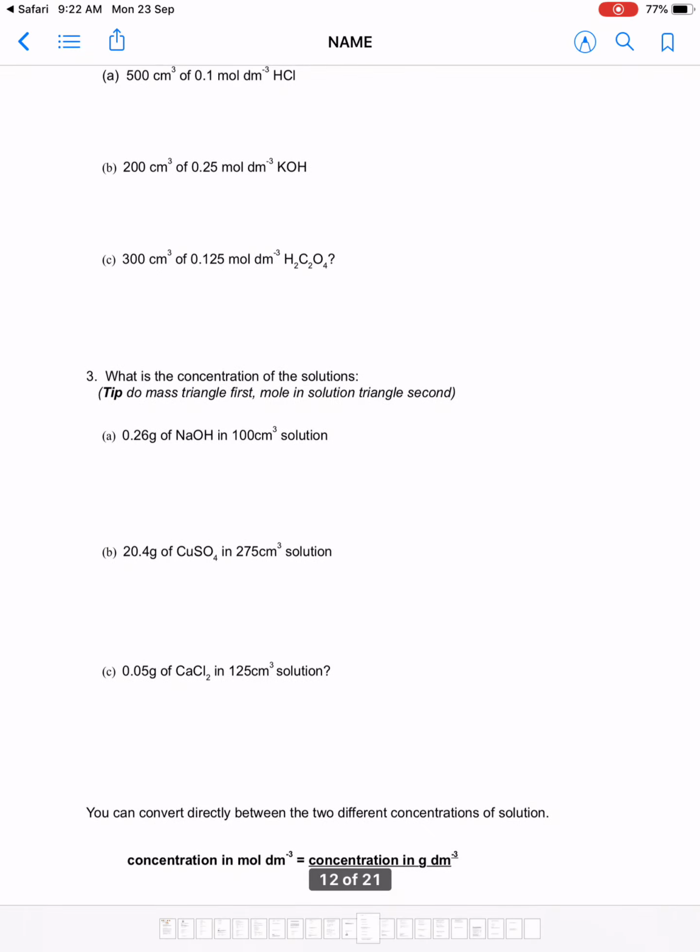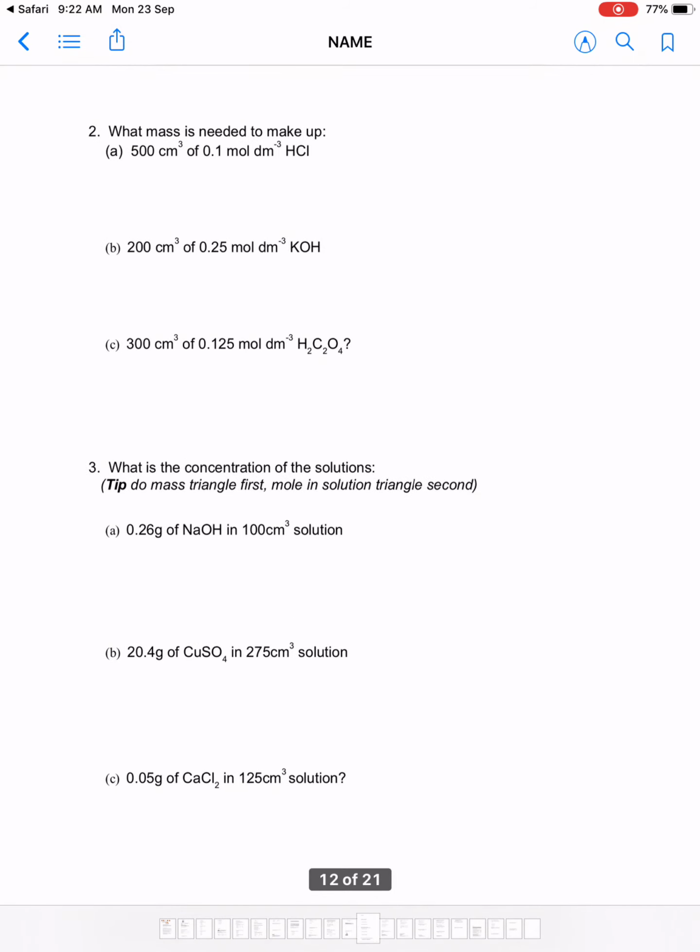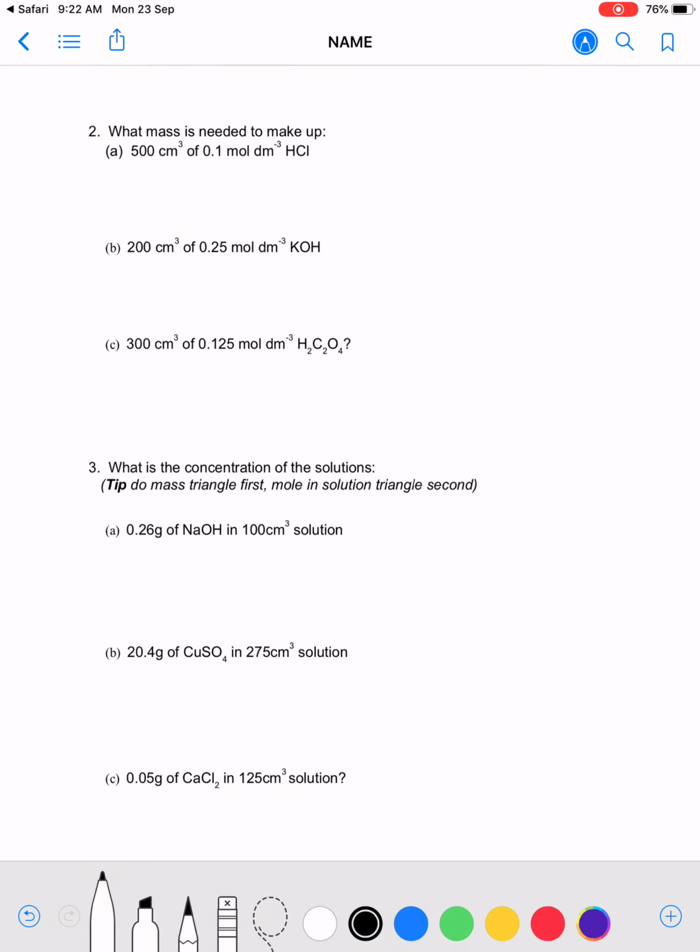Okay, let's look at this one. What mass is needed to make up 500 cm³ of a 0.1 mol/dm³ solution of hydrochloric acid? So start as we did last time. Moles of HCl, n equals C times V. Moles is concentration times volume. Our volume is 500. You got it? Divide it by 1,000 to put into dm³, times it by 0.1 because that's the concentration. I make that 0.05 moles, and that's of the hydrochloric acid.